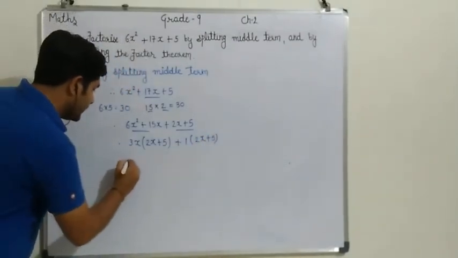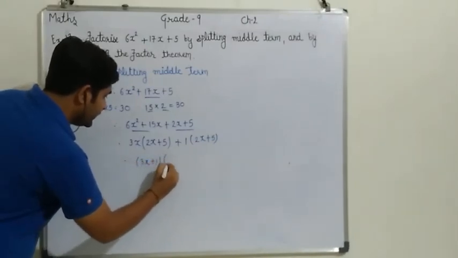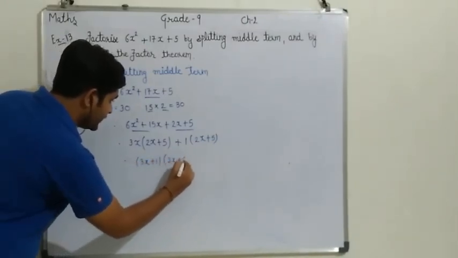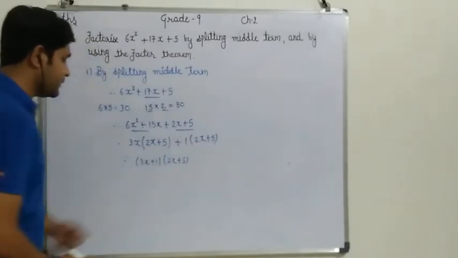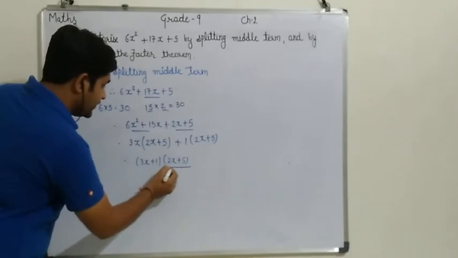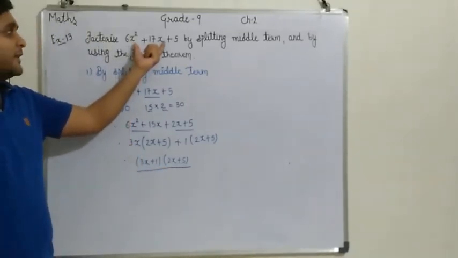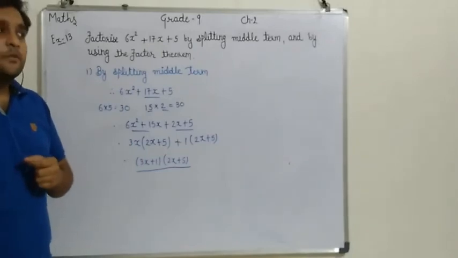Now these are the factors. 3x plus 1 and another pair is 2x plus 5. Both 2x plus 5, 2x plus 5 common, and another pair 3x plus 1. So these are the factors of the polynomial 6x square plus 17x plus 5.